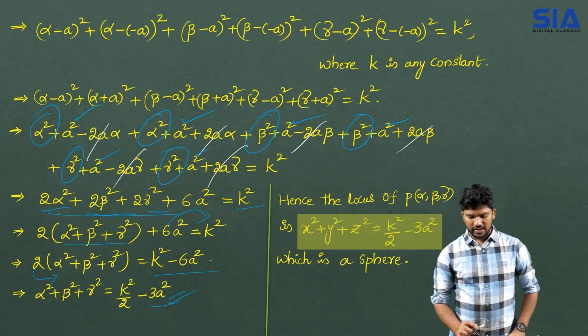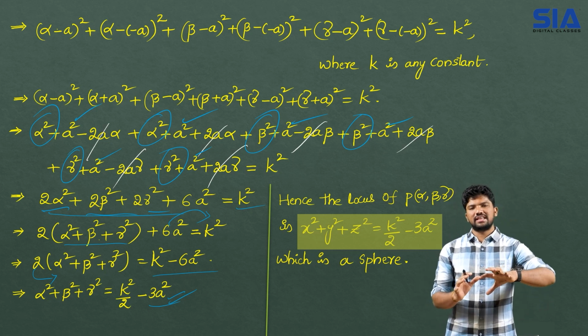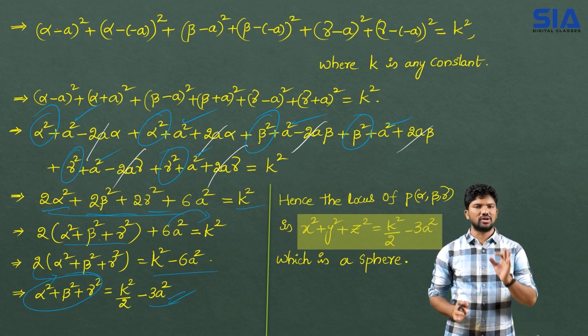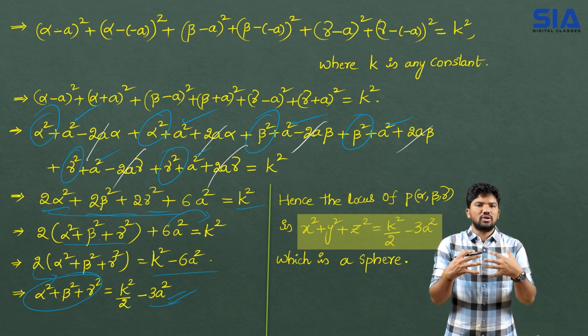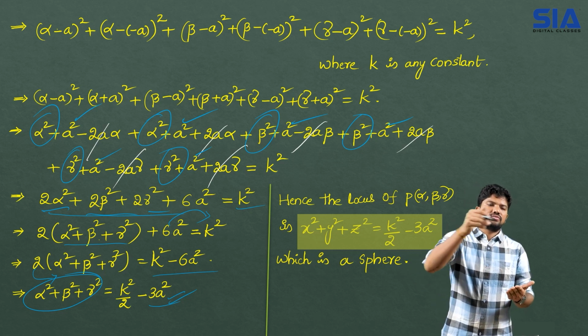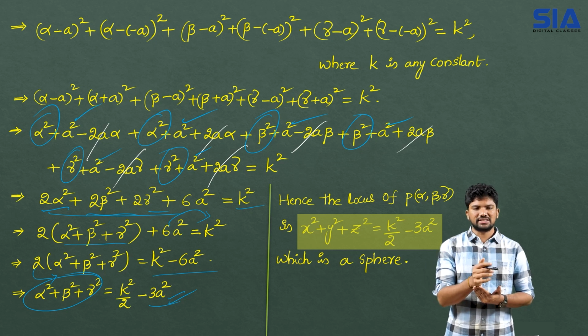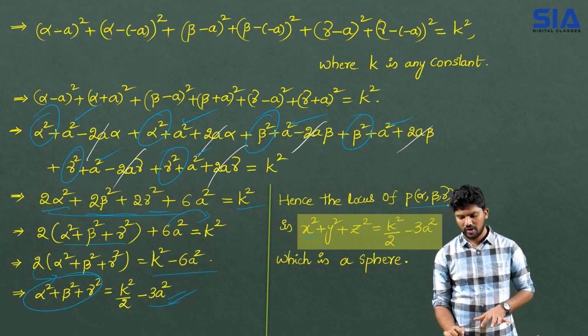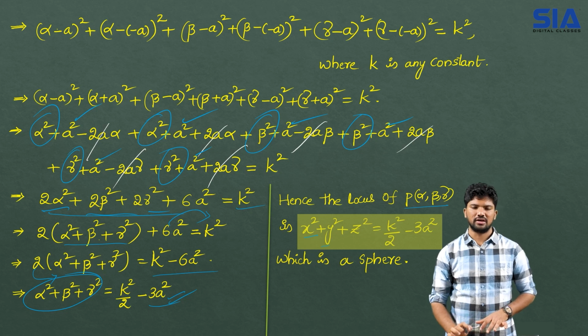So now we are to say the locus. This is the only one point, alpha beta gamma is only one point. Locus is nothing but a collection of a number of points. Then if you represent all the points with x, y, z, hence the locus of the point P of alpha beta gamma, we can replace alpha with x, beta with y, and gamma with z.